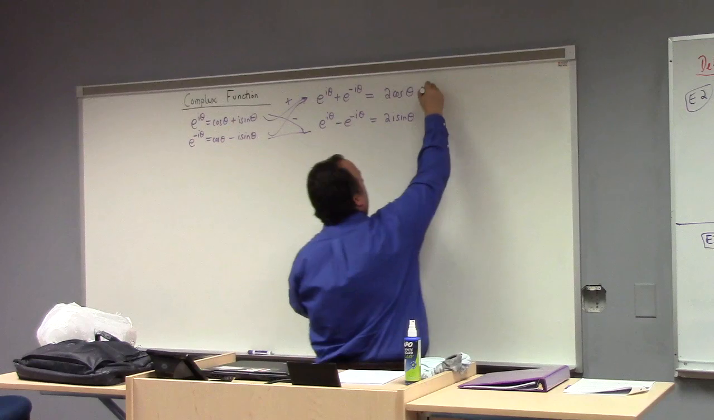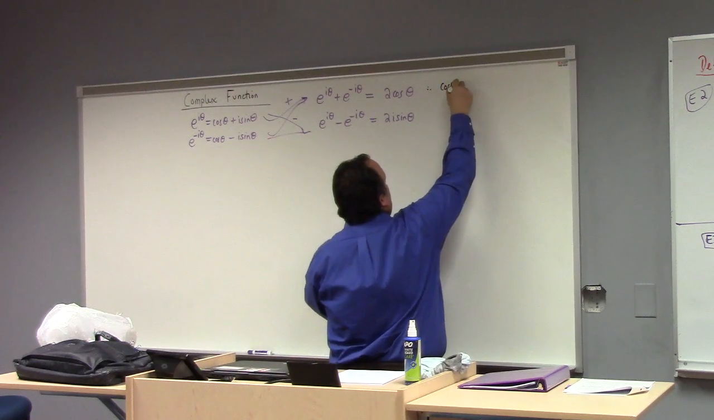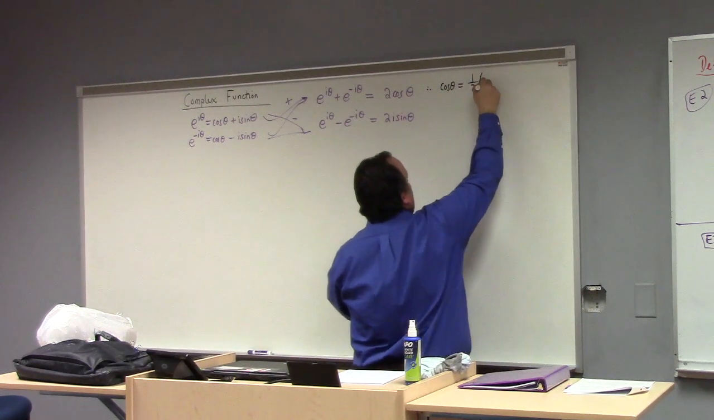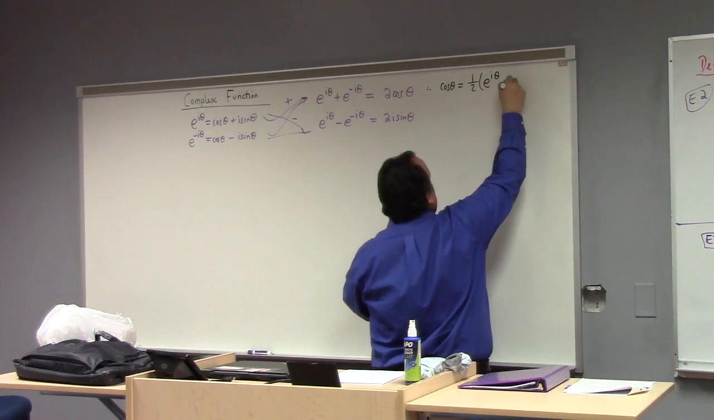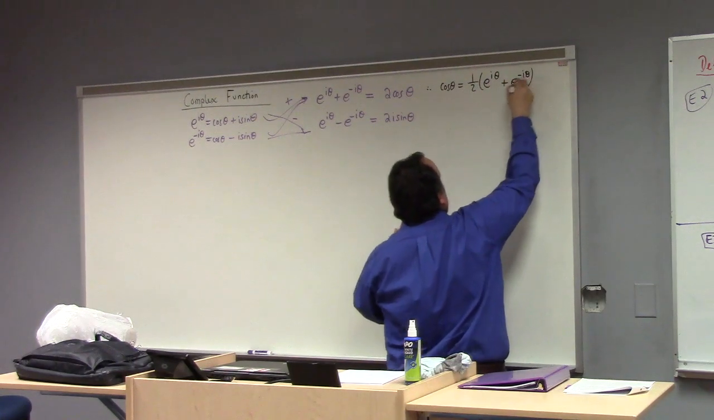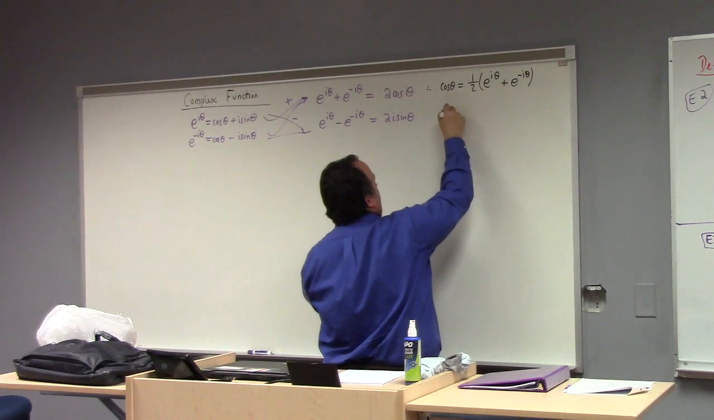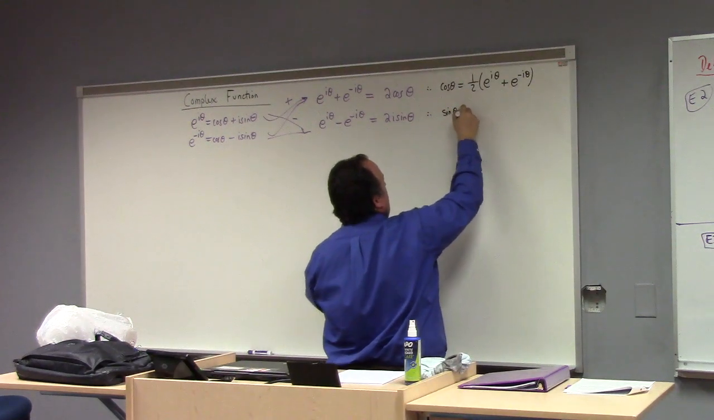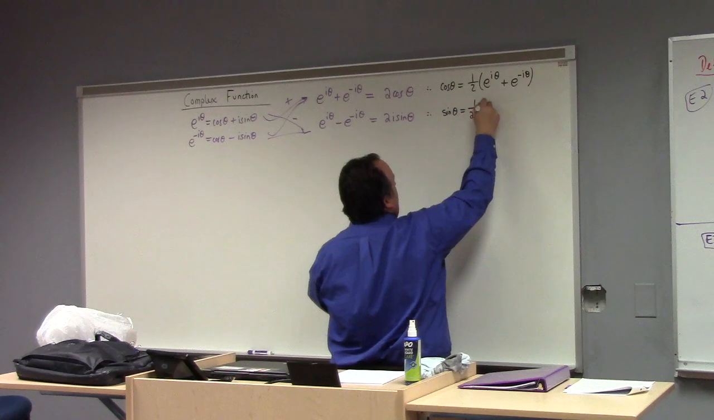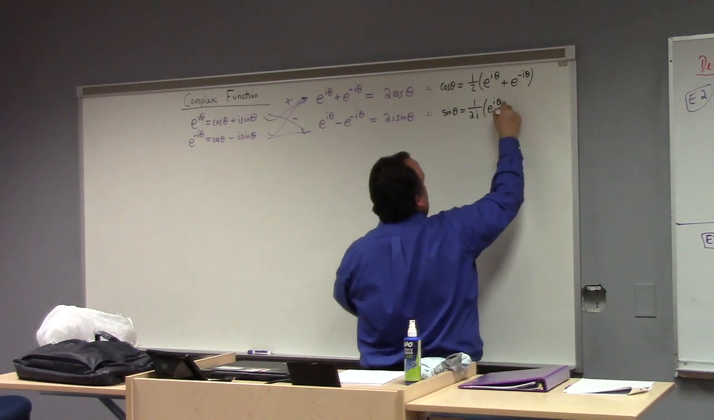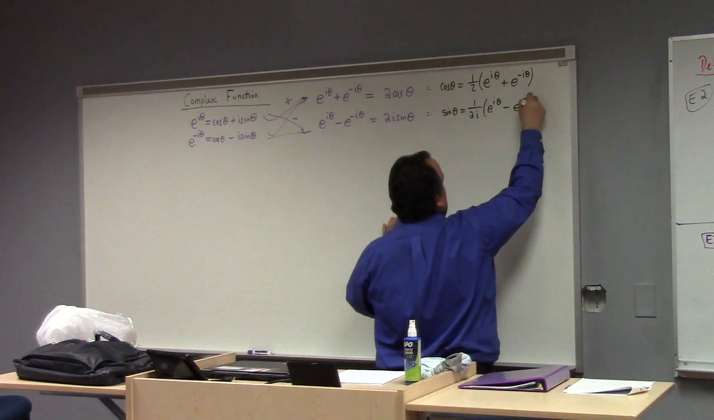This gives us cosine theta is 1/2 (e to the i theta plus e to the minus i theta). And this gives us that sine theta is 1/2i (e to the i theta minus e to the minus i theta).